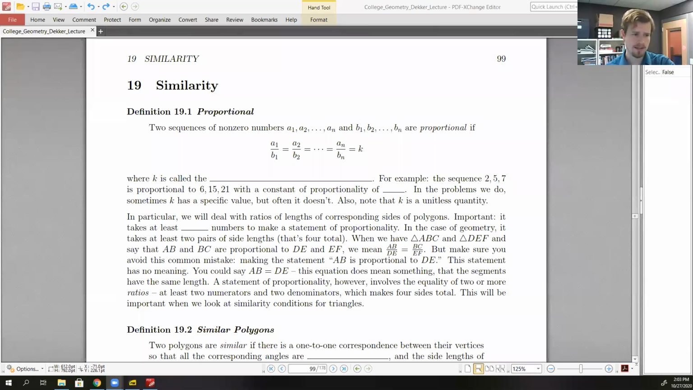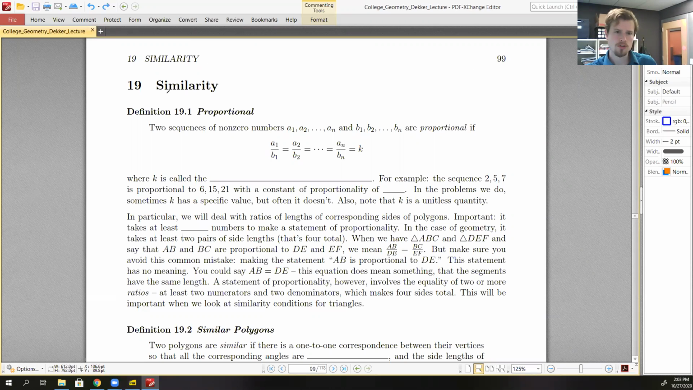Welcome to geometry. We want to take a look now at section 19, which is about similarity. This is a topic we haven't seen yet in this course, so we're not referring back to some things that we've already seen. We're taking a look at some new ideas. Not that it's a new idea overall, I suspect you're quite familiar with it already.